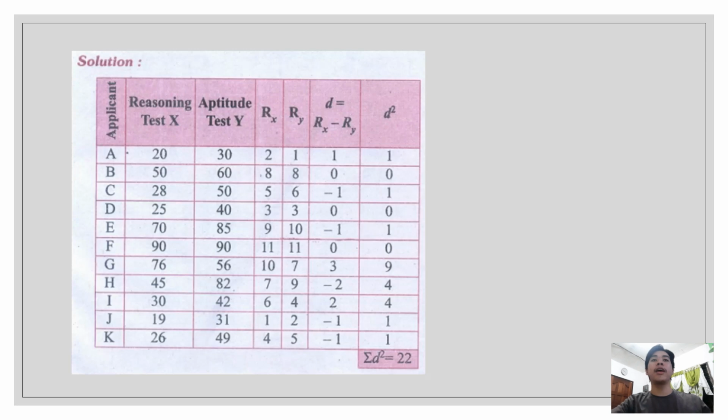Then we need to get our D squared. We just need to square the value of our D. 1 squared is 1, 0 squared is 0, negative 1 squared is 1, 0 squared is 0, negative 1 squared is 1, 0 squared is 0, 3 squared is 9, negative 2 squared is 4, 2 squared is 4, negative 1 squared is 1, negative 1 squared is 1.